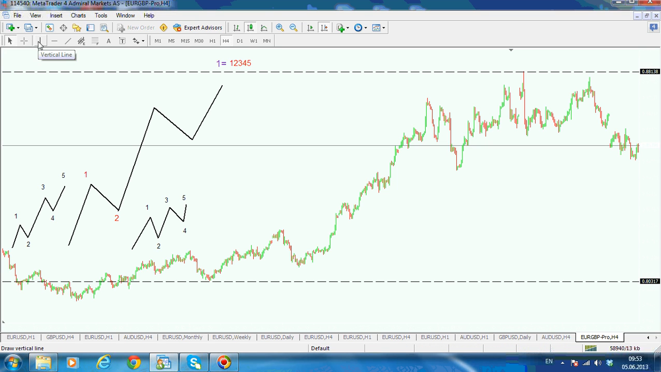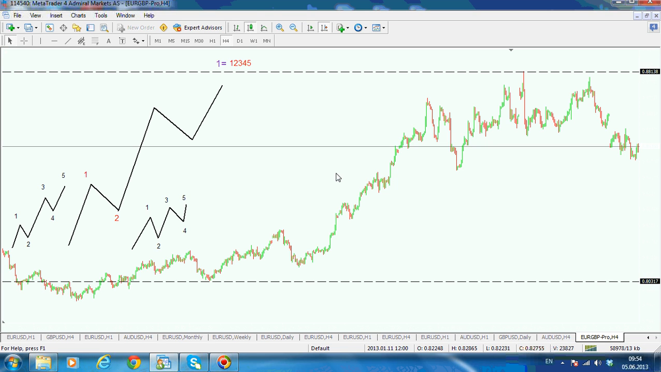So you may just take a vertical line and point to the end of the first wave, and then to the end of the second wave. Measure the time taken for the second wave, or measure the time taken by the first wave, and then multiply it 9 times on the right side here, and that should be your maximum time for the second wave to correct. If the correction takes more than 9 times to end, then it is not a second wave, and you're looking for a totally different structure.